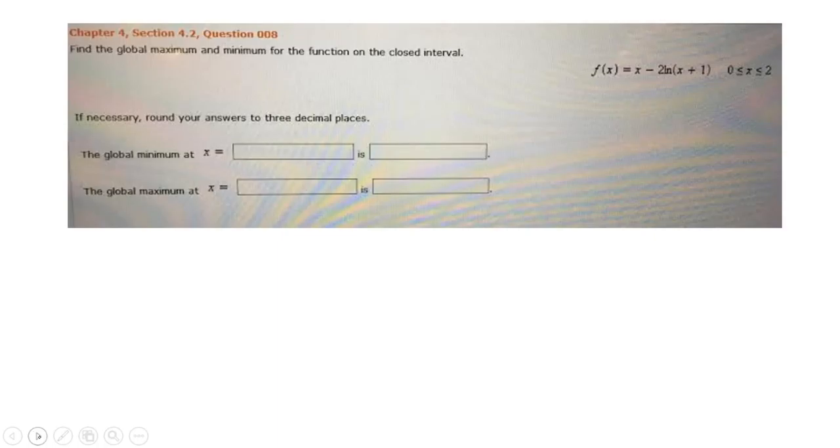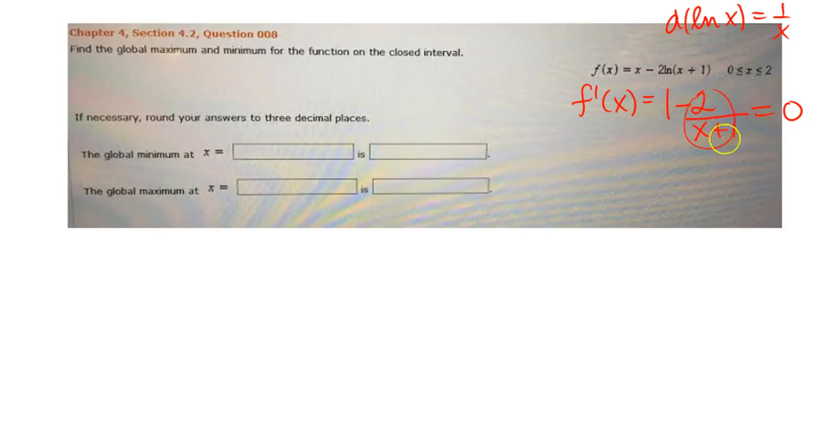Okay, the next one says, find the global max and min on this closed interval. Again, we have these edges we have to deal with. So let's take our first derivative. 1 minus, remember that the derivative of the natural log of x is 1 over x. So I have this 2, natural log of x plus 1 will be 1 over x plus 1. So this is what it looks like, right? 1 minus 2 over x plus 1. Now I'm going to set that equal to 0.